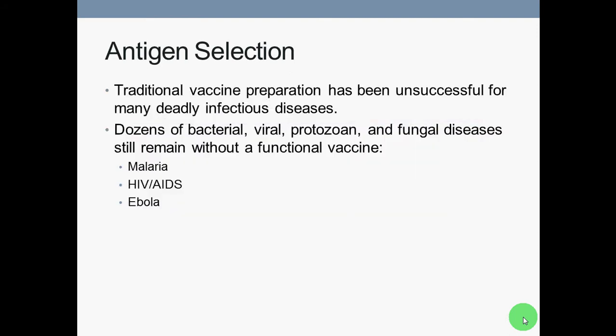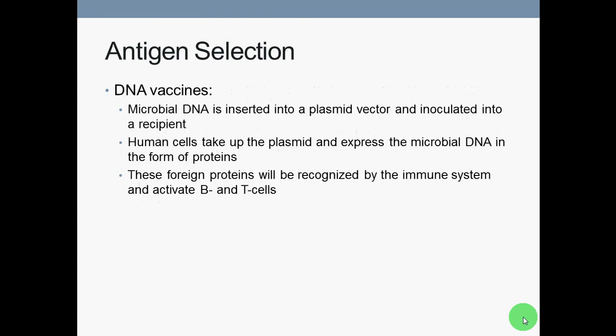Traditional vaccine preparation has been unsuccessful for many, many deadly infectious diseases out there. For example, HIV. Ebola so far does not have a vaccine. Malaria. There are several others on that list that are deadly diseases but have no vaccine out there for them. But there is currently research being done to try and make vaccines for all of these diseases. One of the new types of vaccines that are being researched are called DNA vaccines. This is when microbial DNA is inserted into a plasmid and then inoculated into a recipient.